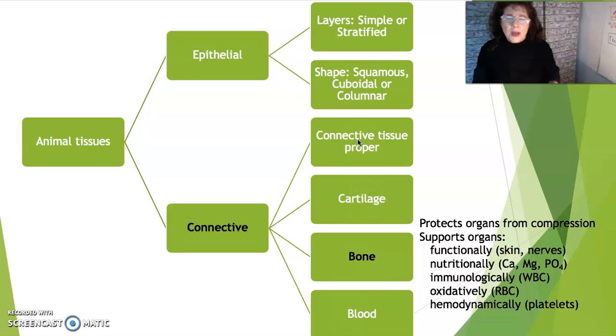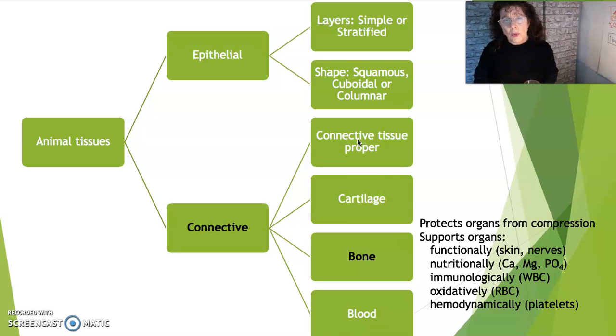So bone supports organs functionally, and bone supports organs nutritionally. Bone is the reservoir for calcium, magnesium, and phosphates that you need in order to catalyze reactions throughout your body. Calcium and magnesium are important for heartbeat, and every other cell needs them as well. So bone is the reservoir for your calcium, magnesium, and organophosphate stores, and we'll learn more about that.